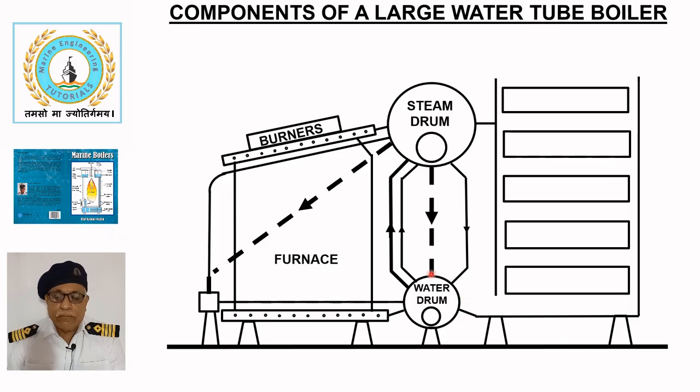Water drum. The water drum receives water from the steam drum through downcomers and distributes it to generating tube, screen tube, and water wall headers. It also allows suspended solids to settle. These precipitates are removed through blowdown connections as required.